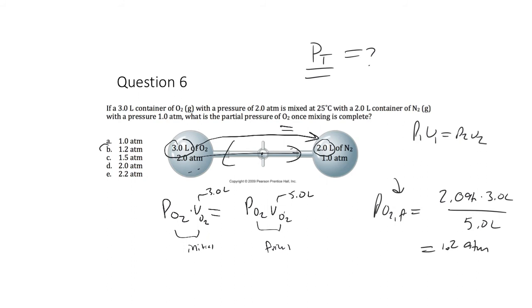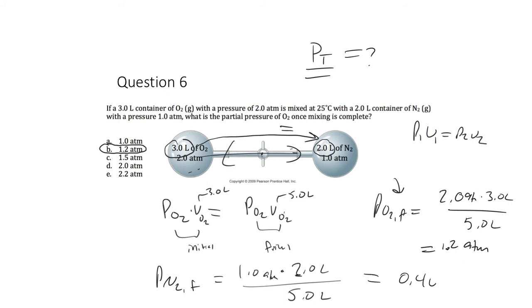So the partial pressure of oxygen is 1.2 atm. Now the question could have asked about nitrogen's pressure. So the partial pressure of N2 final would be equal to the 2 liters of nitrogen times the initial pressure, so P1 V1, 1 atm. It's also expanding to the 5 liter volume. And so this would be 0.40 atm of N2. So 1.2 atmospheres oxygen, 0.4 atm N2.